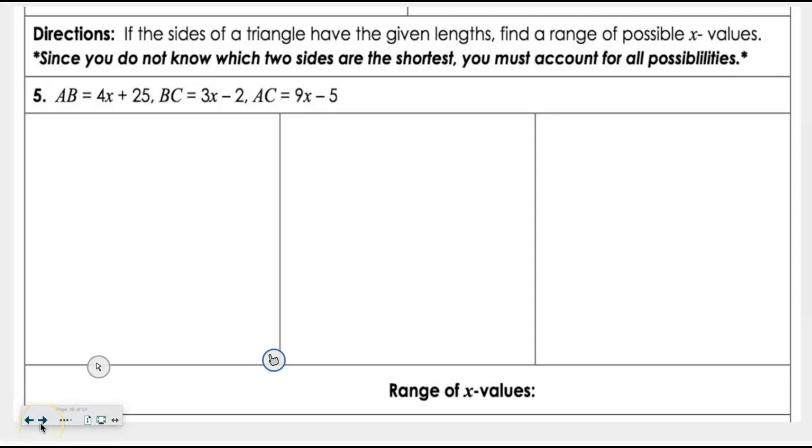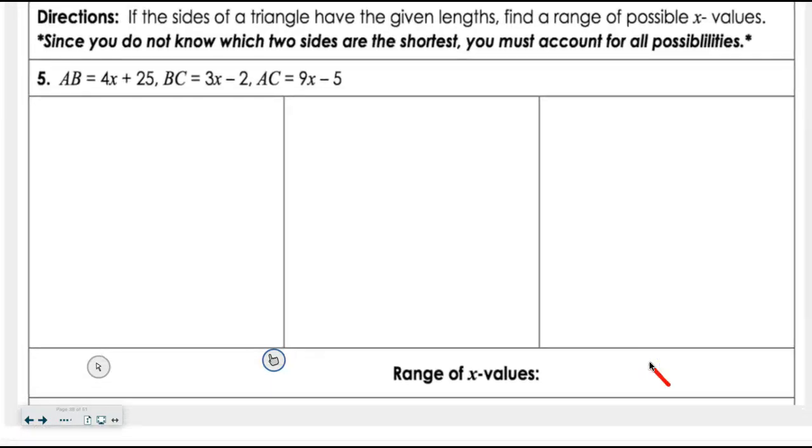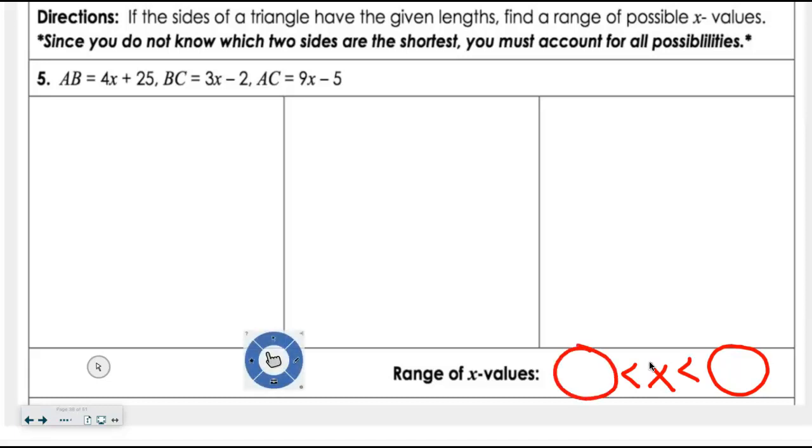So in this last section before the test, we are going to be looking for a range of x values. So down here, I want you to put x right here, and it's going to be less than some number that we need to find and greater than some number that we need to find. So I'm going to grab my highlighter here. I'm going to highlight those.